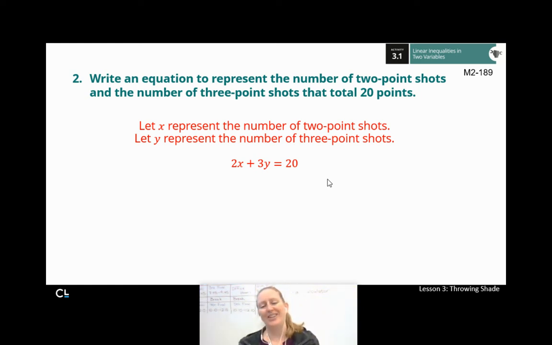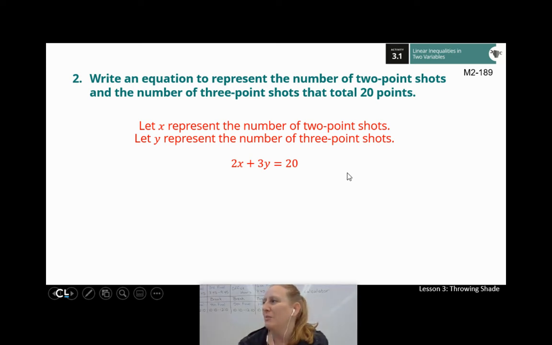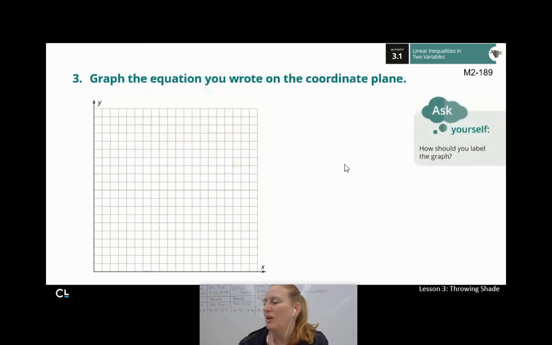But of course, I want you to graph it. So let's come over here to page M2-189. Hopefully it's where you still are. I would like you to graph the equation that you wrote on the coordinate plane. Now I will warn you, it's probably easiest to get into slope-intercept form, y equals mx plus b, so you might want to start by solving for y. Go ahead, hit pause to work this out. Hit play when you're ready to check your work.